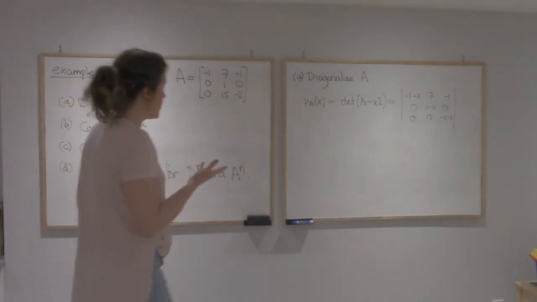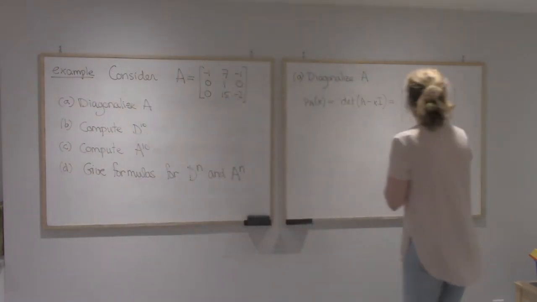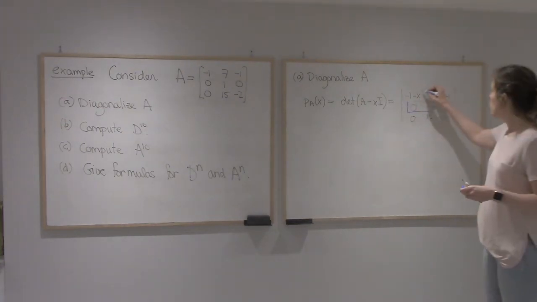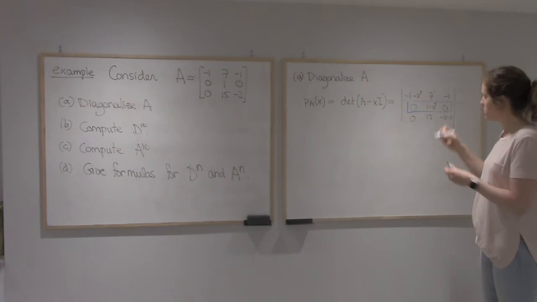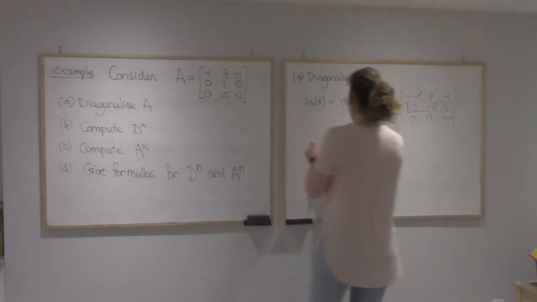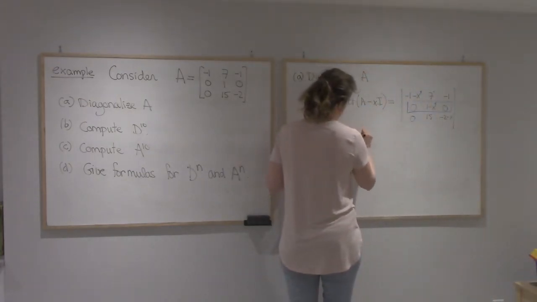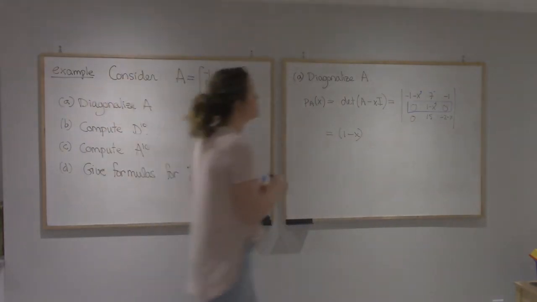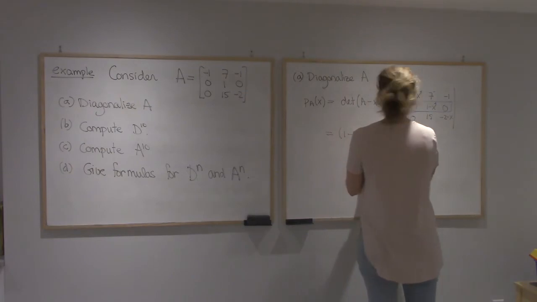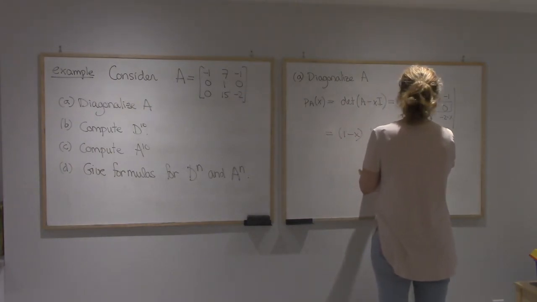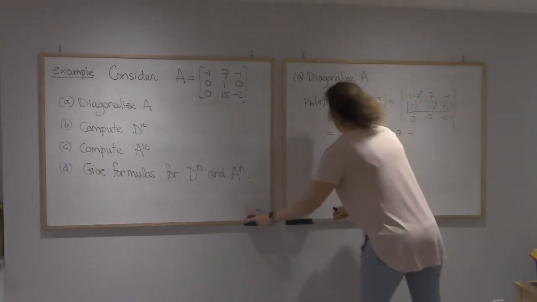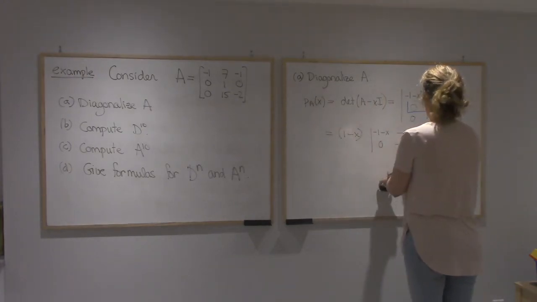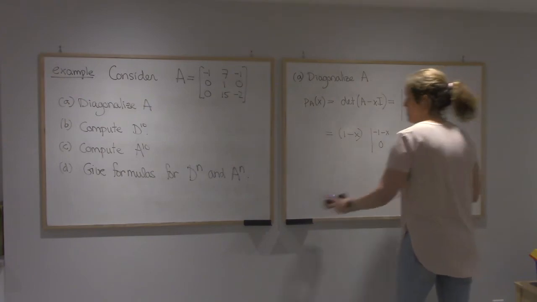I think you've seen it. The second row is especially nice. So I'm going to expand on this second row. That's plus, minus, plus. So the only entry I have will get a plus. So I have 1 minus x. Then I'll get a 2 by 2 determinant. So I'll have minus 1 minus x, 7 minus 7, minus 1. I'll have 0, minus 2 minus x.